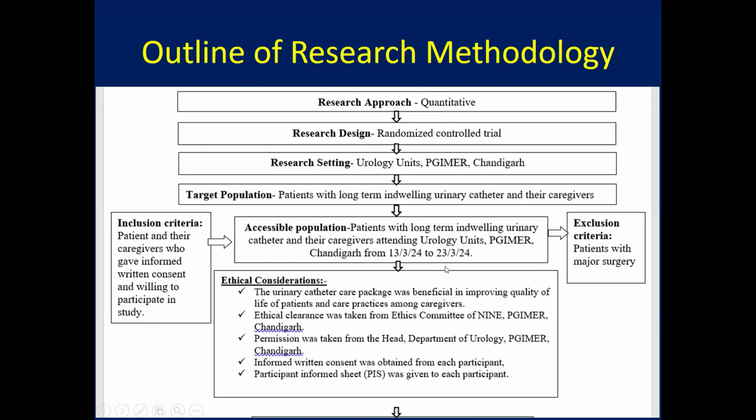This is our data collection period. And these are the inclusion criteria and these are the exclusion criteria. We have to mention. And after this is the ethical consideration. So we have to mention the benefit of doing this study, ethical clearance taken from the ethics committee, permission was taken from the head of the department of urology, informed written consent was obtained from each participant, and a participant information sheet was given to each participant. So these are the ethical considerations we have to follow.